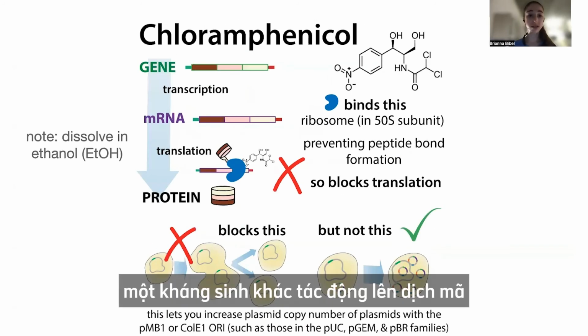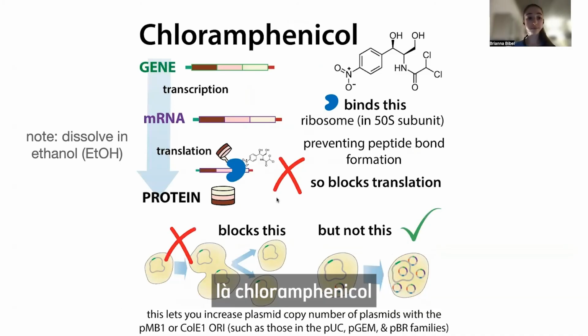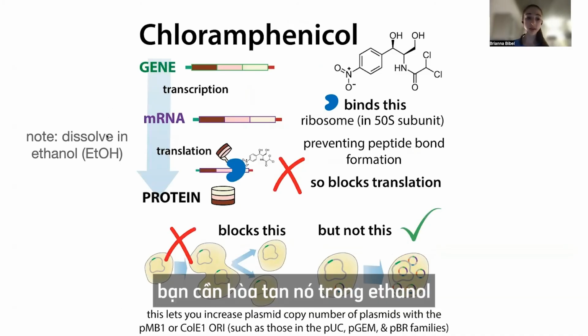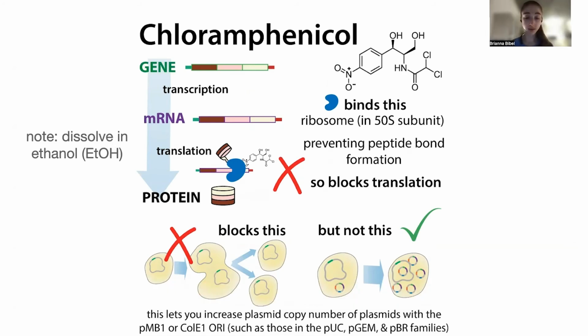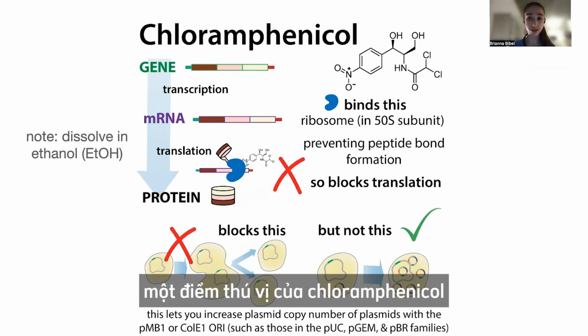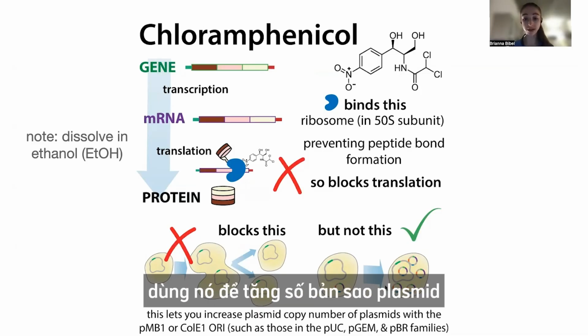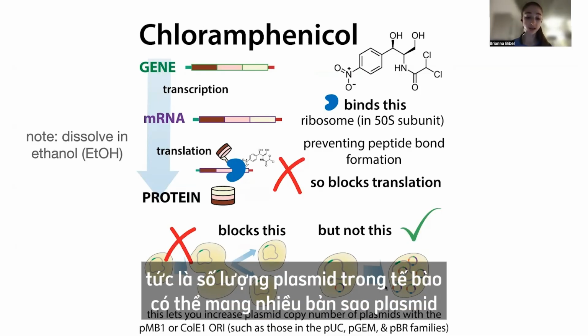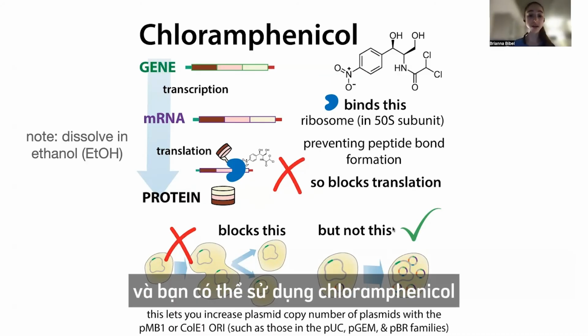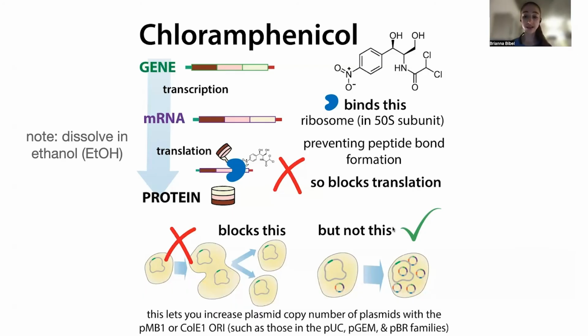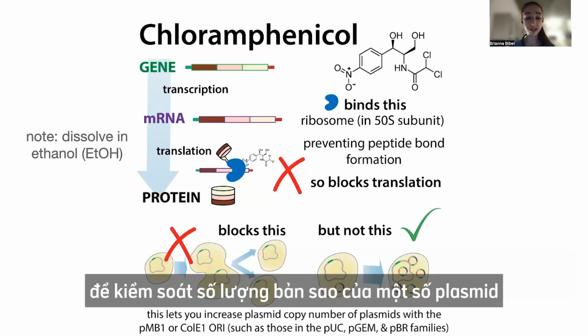Another antibiotic that targets translation is chloramphenicol. This is one of those, remember, that you want to dissolve in ethanol. One of the cool things about chloramphenicol is that we can use it to increase plasmid copy numbers, or how many copies of the plasmid there are in the cells. The cells can host multiple copies of a plasmid, and you can use chloramphenicol to control how many copies there are of certain plasmids.